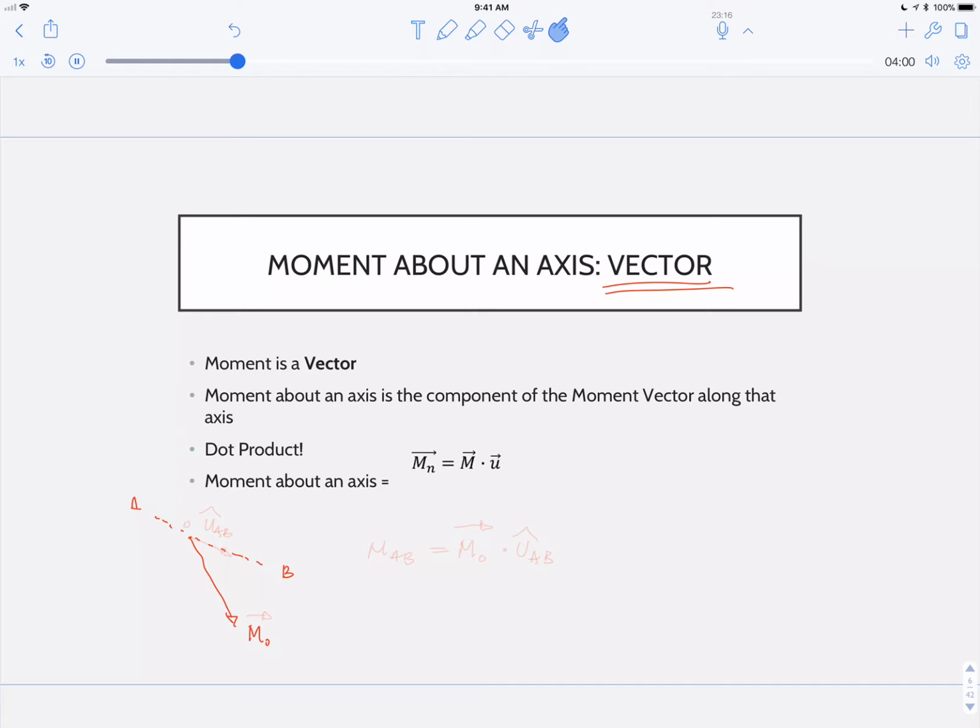and it spins around the axis your thumb is pointing on. So if you want to know how much of the moment is spinning around AB, just point your thumb along AB and point it with a unit vector. And remember, M, or any vector, dot a unit vector, is a component along that direction. To get M about AB, you just take the moment about the point O, which is on AB, and dot the unit vector AB. So moment about an axis is just the component of the moment vector along that axis. All you have to do is find the unit vector and take the dot product.